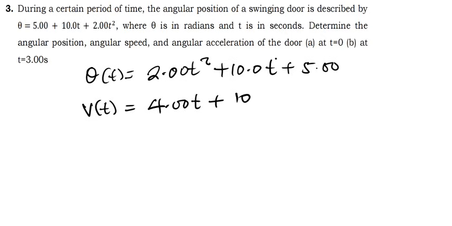When I want to find the acceleration, now we are talking about angular acceleration, so it's going to be this. When I want to find this with respect to t, again I differentiate the function of the velocity. So this becomes just 4.00. So these are the formulas I'm going to be using. The first one, when t is equal to 0, I'll use the same one. And when t is equal to 3, I'll use the same ones.